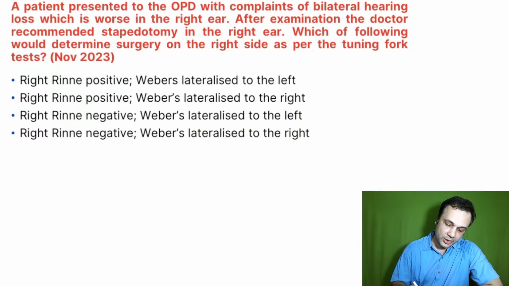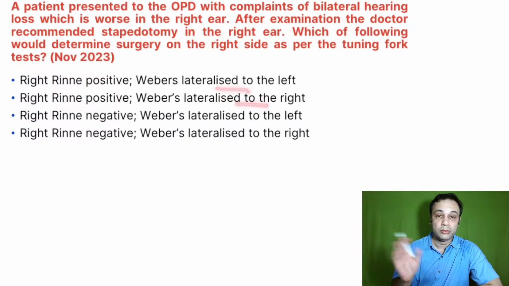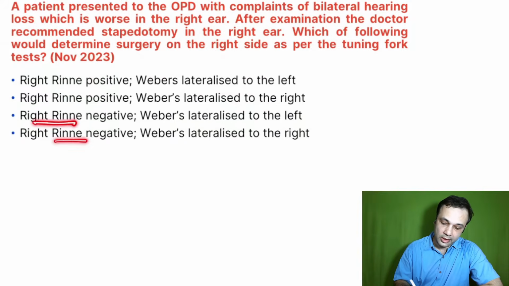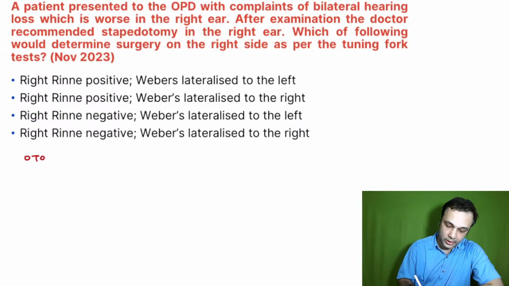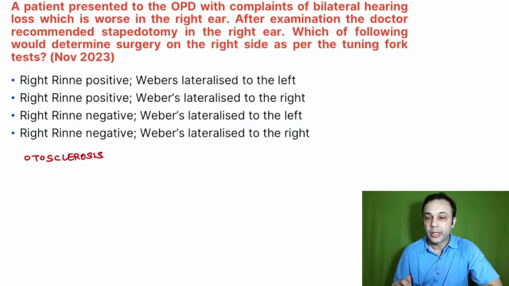So you have 4 options here: right Rinne's positive along with Weber's lateralized to either side, and right Rinne's negative with Weber's lateralized to either side. So what would you think of in this case? The diagnosis is basically straightforward. You are looking at otosclerosis because stapedotomy has already been mentioned, right? So what would you be looking at?